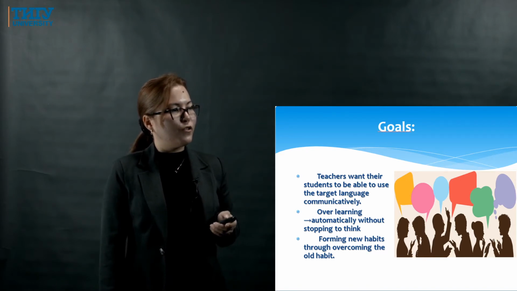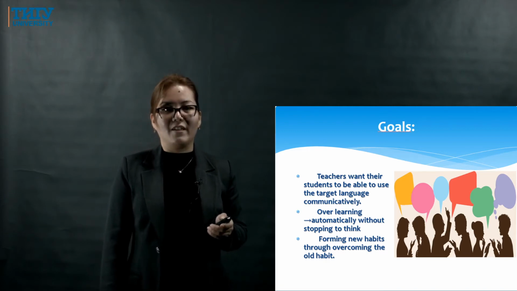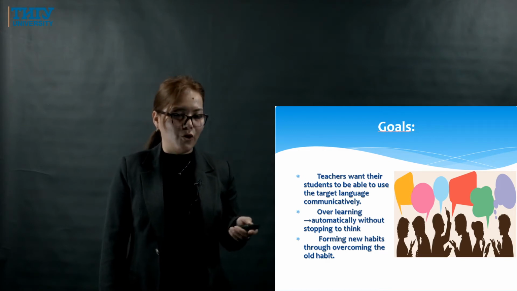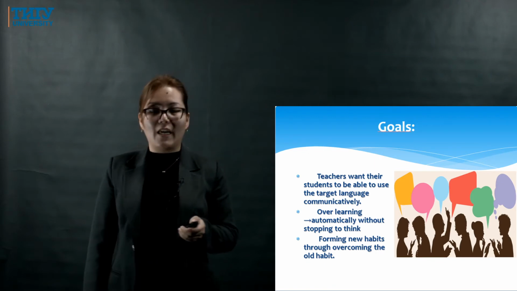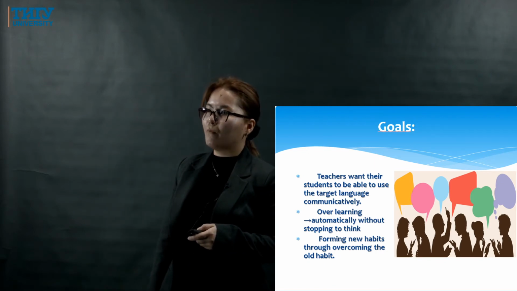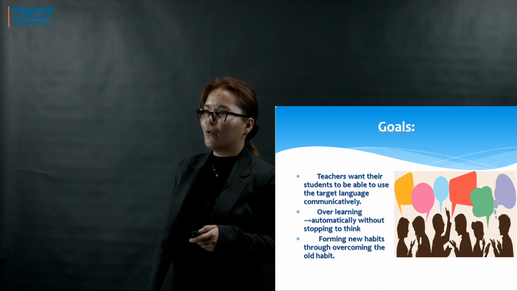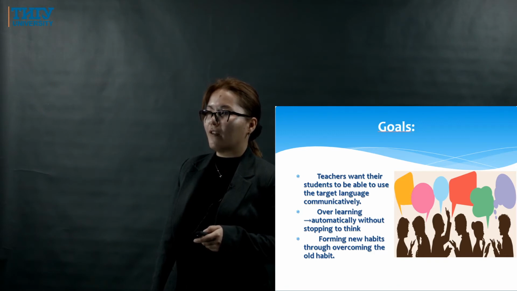So the teacher wants students to use the target language instead of the native language, to use it communicatively. So the dialogues, as you may know, will make students communicate with each other, and it will help to use the target language communicatively. So overlearning will be automatic, without stopping to think. Students will be given the definite pattern, and there will be no time to think, and the pattern or dialogues should be in the correct grammatical order. So they must be grammatically correct. And it will form new habits through overcoming the old ones.